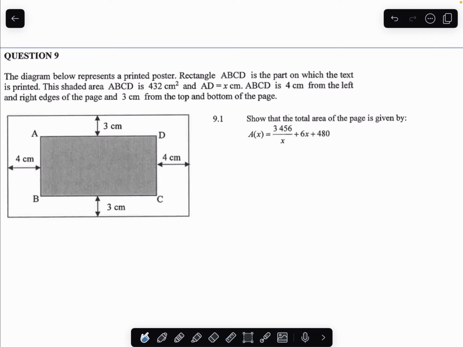So, did I say we're looking at question 9? We are looking at question 9.